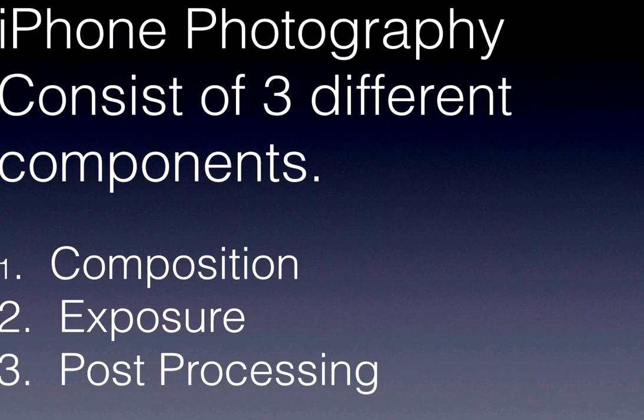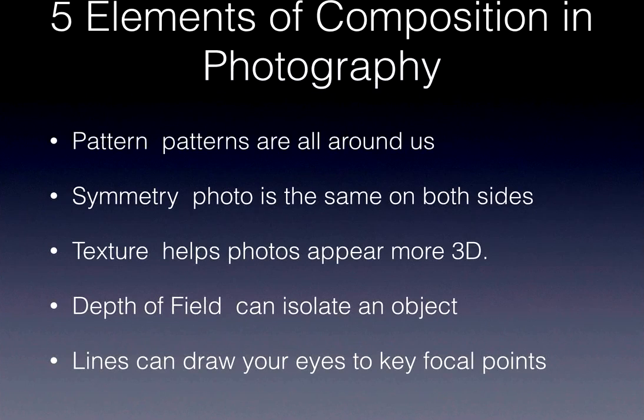And as we've already stated, photography comes in three different components: composition, exposure, and post-processing. And we're going to break down composition into 5 more elements, and that's going to be called pattern, which we have patterns all around us, as you can see in the world we live in. Symmetry, think of it as if you draw a line right down the center of something. You have the same thing on the left as you do on the right. That is what symmetry is.